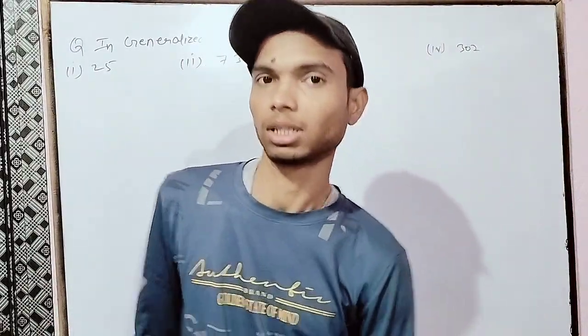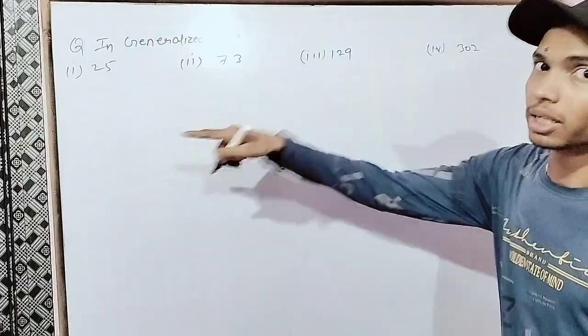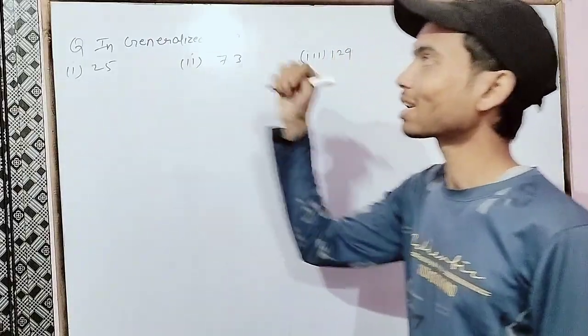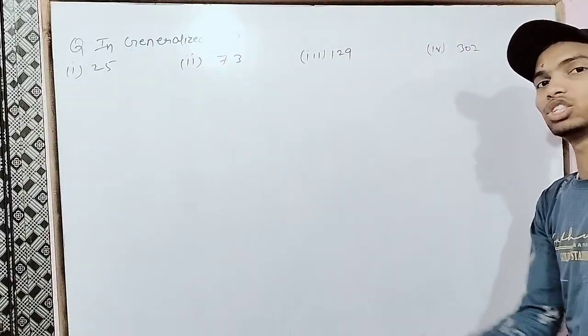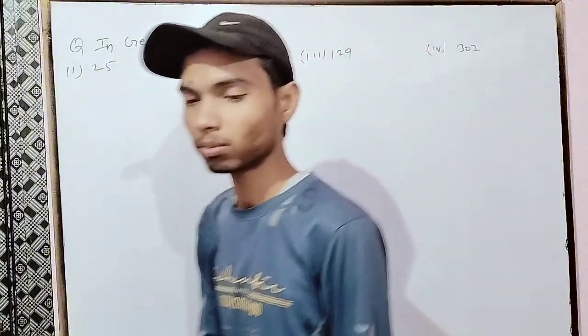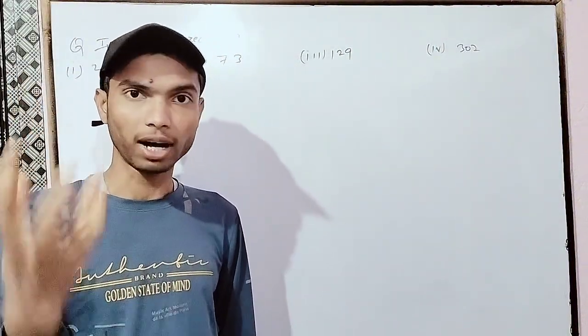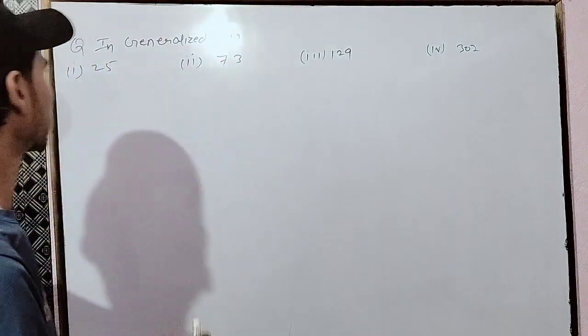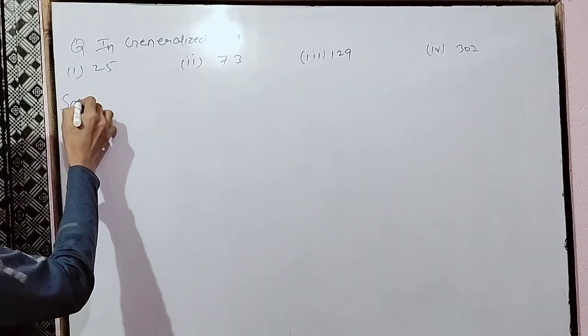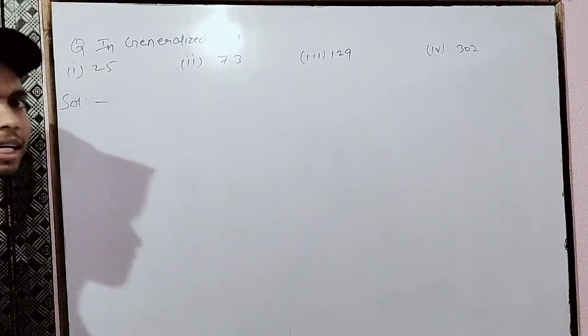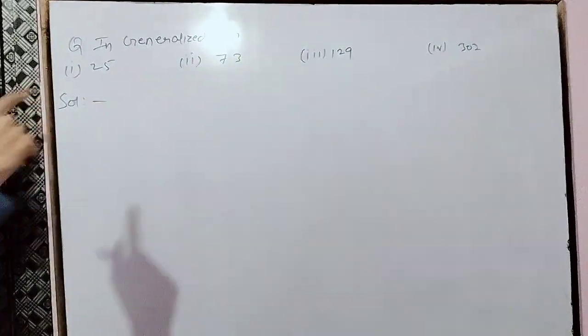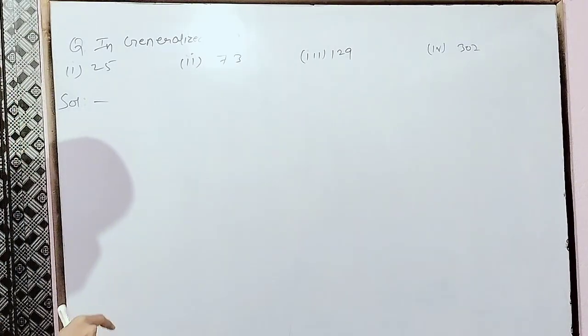Numbers are given in usual form. These are numbers in usual form, and we are going to convert them into general form. What is the general form? General form means factor form. To convert it into general form, it is already in usual form, so to convert it, it is written like this.